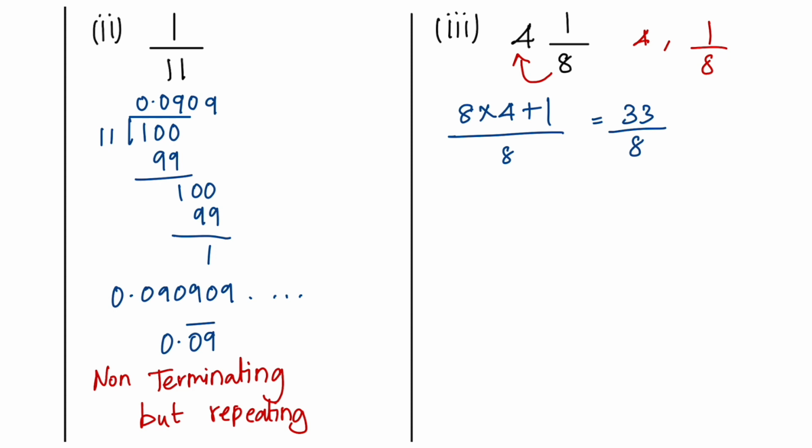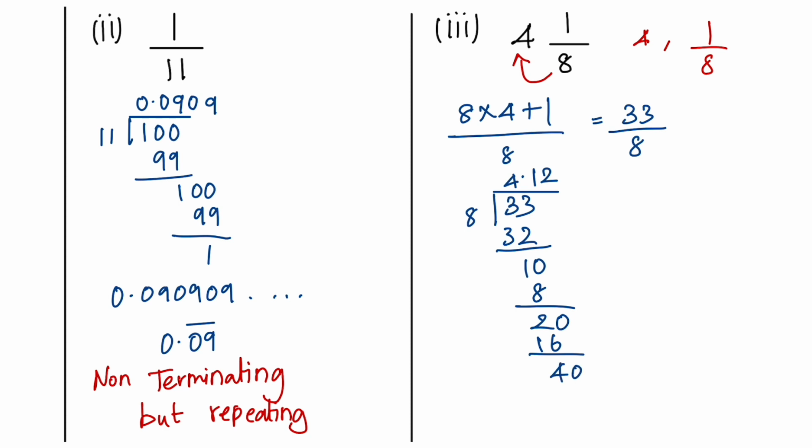Now we are going to perform the division. 33 divided by 8. So 8 times 4 gives you 32. Right, that gives you a remainder 1. So 4 point, you get a 0 here. 8 times 2 is 16, that wouldn't work. 8 times 1 is 8 and that gives you a remainder 2. You get a 0. 8 times 2 is 16. You get a remainder 4. You get a 0. 8 times 5 gives you 40 and that will get you a remainder of 0.